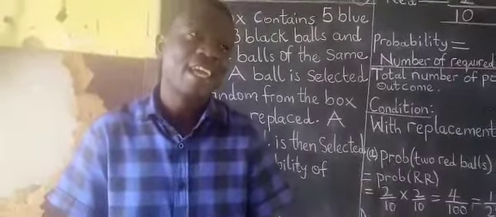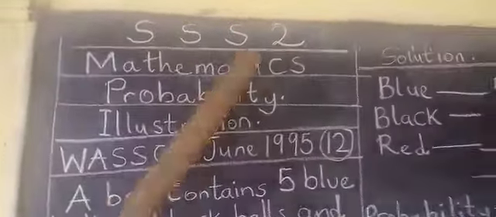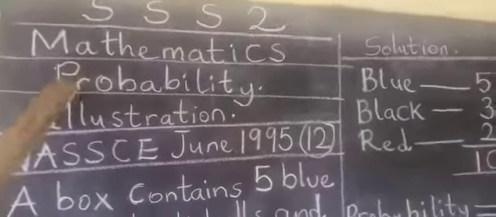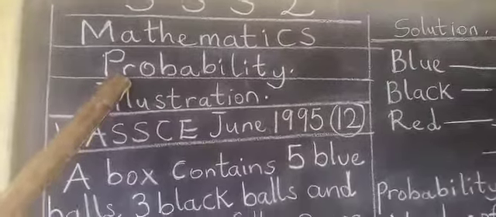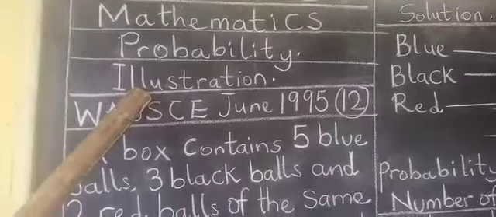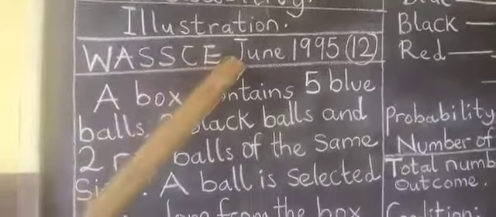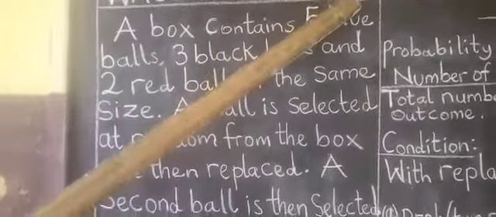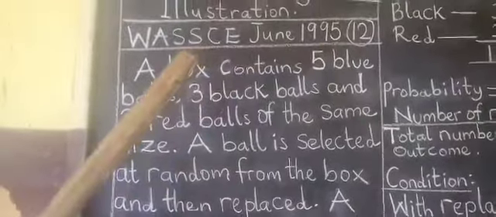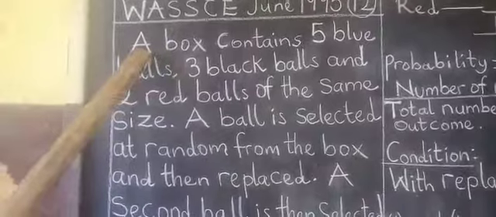Board once again. Now for the Senior Secondary School 2 Mathematics, we have probability. Now we want to see an illustration, WASC June 1995 number 12, and we want to treat condition. Let's see the question per se.